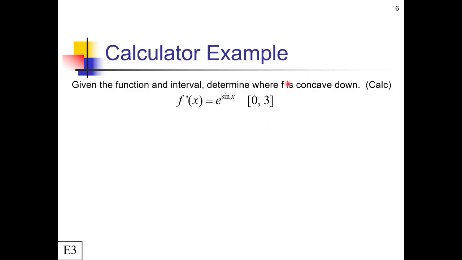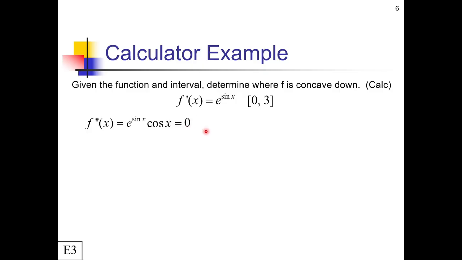So if I want to know where f is concave down, it would be helpful to know where f double prime is negative. So if I already have f prime, let me just take one more derivative on that. We have the derivative of e to the something. That's also going to be e to the something times the derivative of the something. So derivative of sine of x would be cosine of x. And at minimum, we'd like to know where this equals 0. It's not undefined anywhere, but at least 0. And then we can figure out where we're going to be negative.